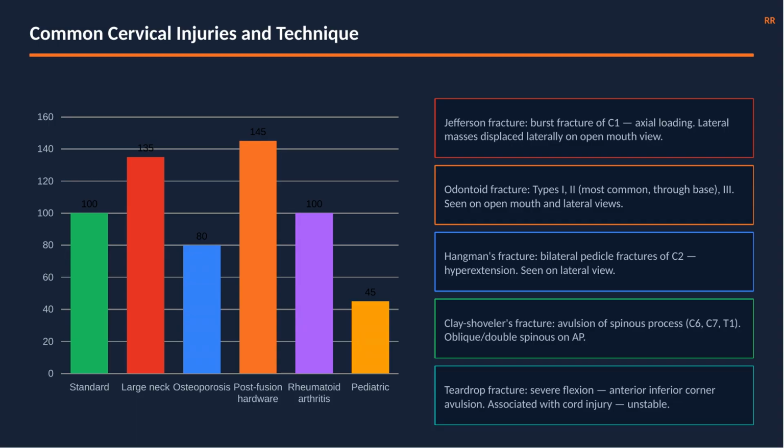Clay shoveler's fracture, avulsion of the spinous process, most commonly at C6, C7, or T1. On the AP view, the double spinous process sign may be visible. Teardrop fracture, severe flexion mechanism, the anterior inferior corner of a vertebral body avulses. Highly unstable, associated with spinal cord injury. The most serious cervical fracture pattern.